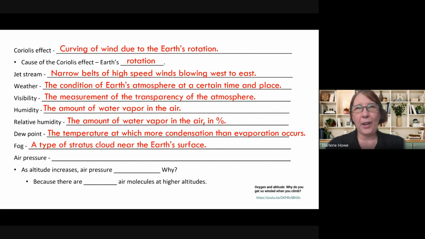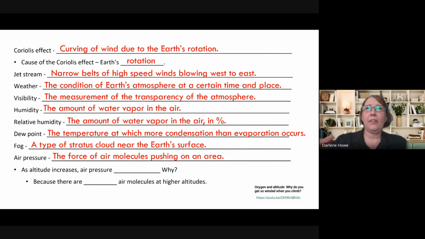And air pressure. How do we describe air pressure? Think of pressure, pressure is pushing in on something. Air pressure is the force of air molecules pushing on an area. So the air pressure at sea level, where we live, is going to be much greater because there are more air molecules than if we go up the side of a mountain. As we go higher up the mountain, the higher the altitude, the fewer air molecules, so the smaller the air pressure. The air pressure decreases as we go higher up.